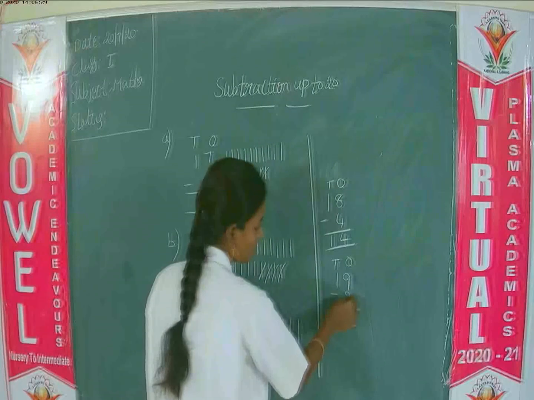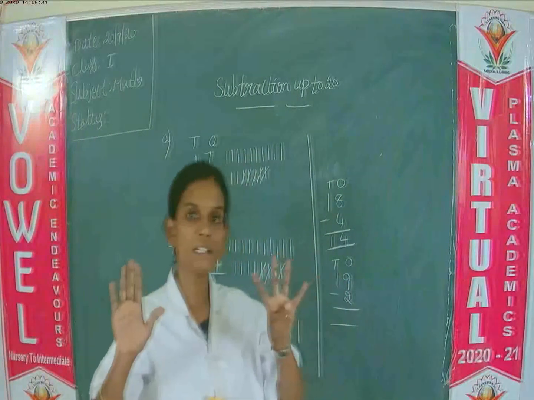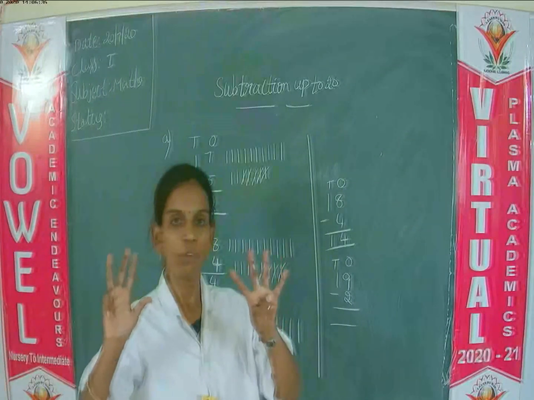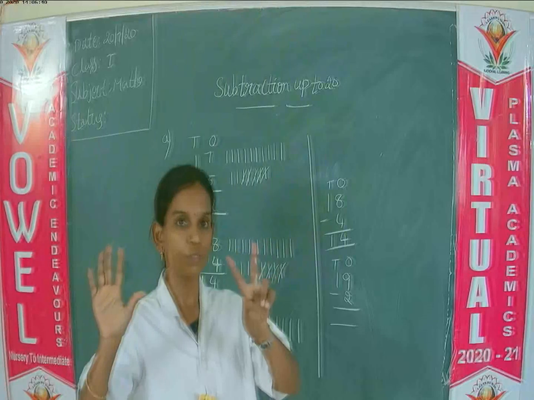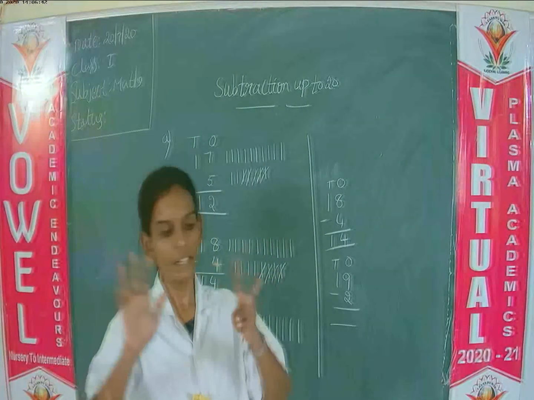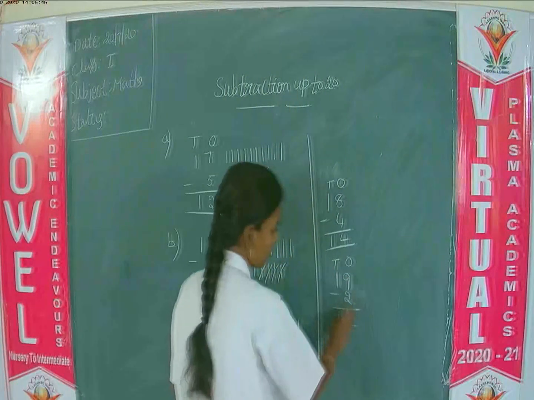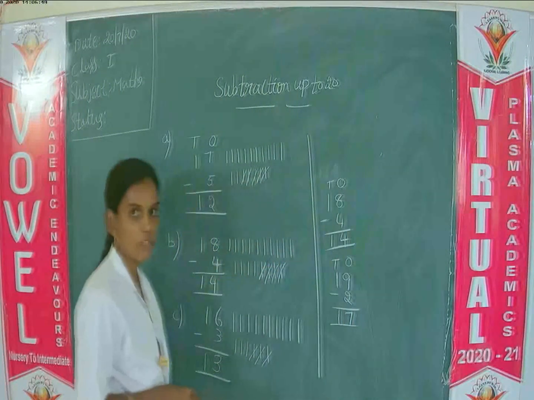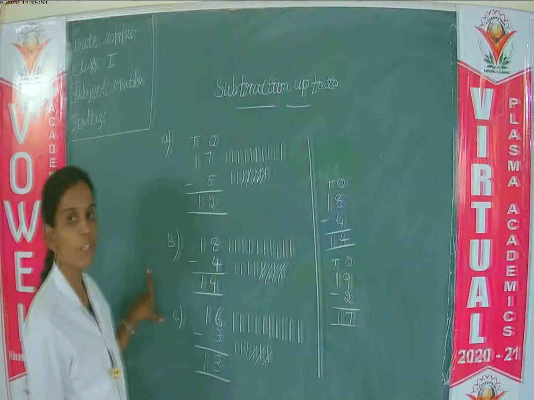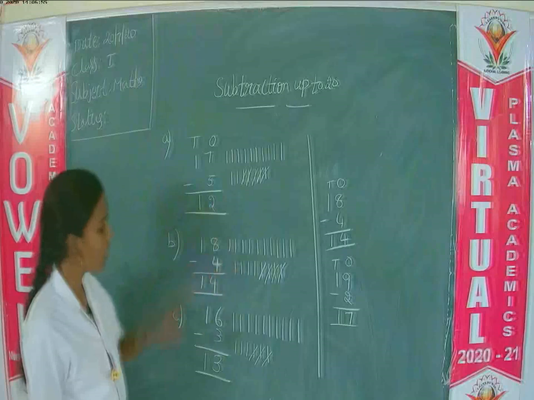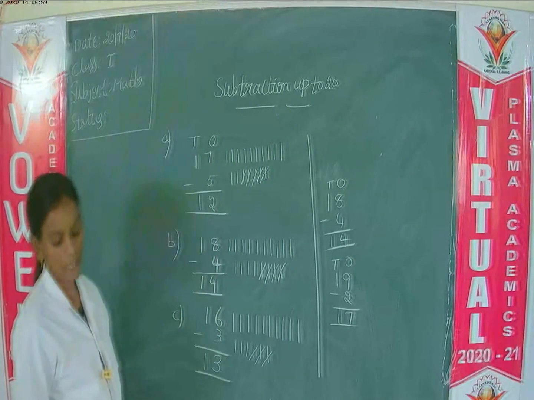Now 9 minus 2. Open 9 fingers, close 2. So the answer is 7, and bring down this one. Did you understand, children? 19 minus 2. What is the difference between these two? What did you observe? Here we have taken the lines. There we did it with fingers. Okay?